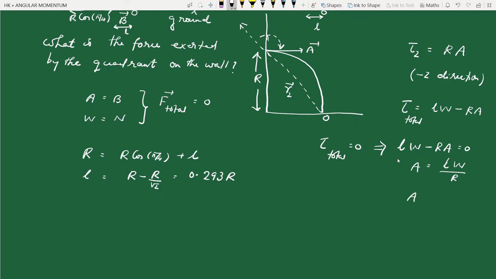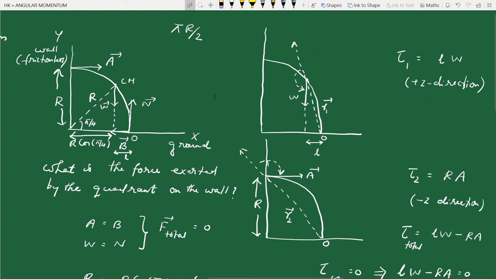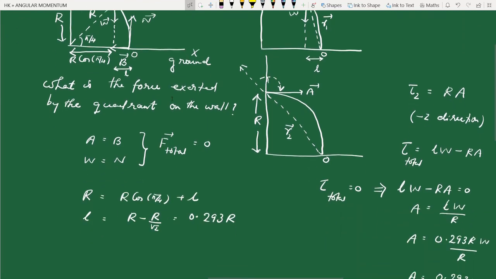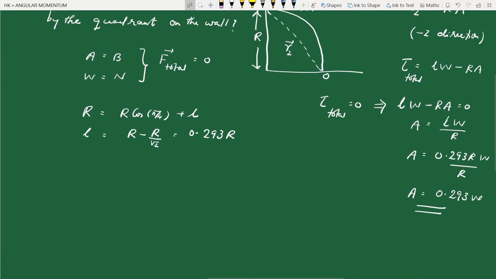So in the expression for A, L is 0.293 R into W divided by R. So R will cancel. So the expression for the equation for A, the value of A is 0.293 W. That is the result. The force exerted by this rod on the wall, this point, which is the same as the force exerted by the wall on the rod, its value is 0.293 W, 0.3 times the weight of the rod.